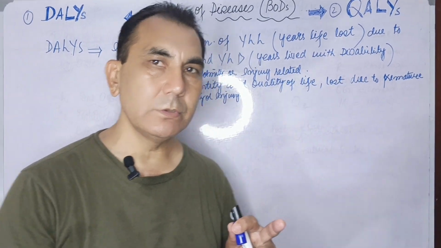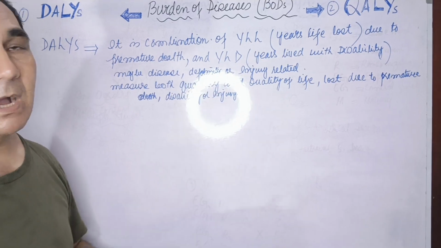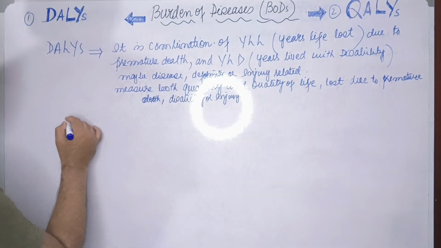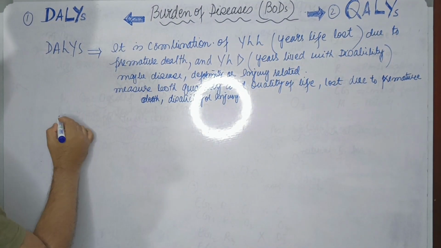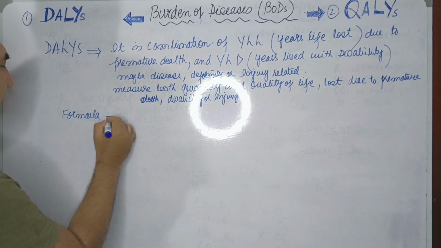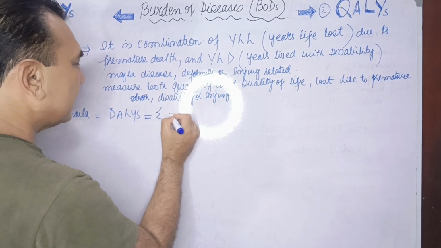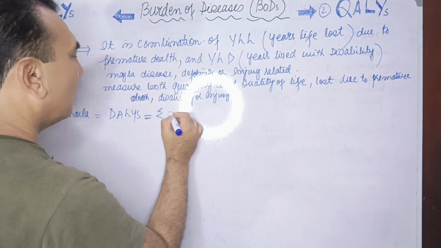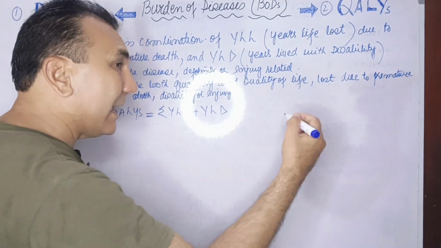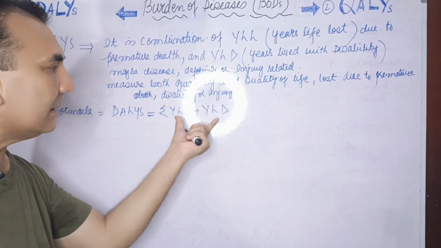Now we will discuss in more detail the YLL, which is one portion of the DALYs, a combination of the YLL and YLD. Now, what is the formula for the DALYs? Let's keep in mind the formula for the calculation of the DALYs. DALYs is the sum of the YLL plus YLD, and you can multiply by the number of cases.